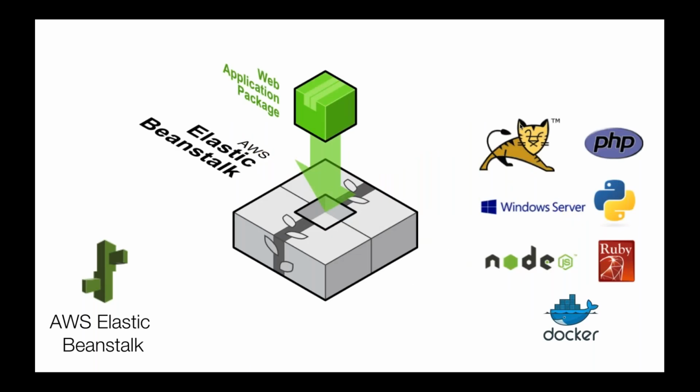Elastic Beanstalk also supports a bunch of different container types. So you can do PHP apps, Ruby apps, Java apps, Node.js apps. You can have a Windows container. You can have Docker containers too, and also customized environments. So it's very flexible on what you can actually deploy with it.